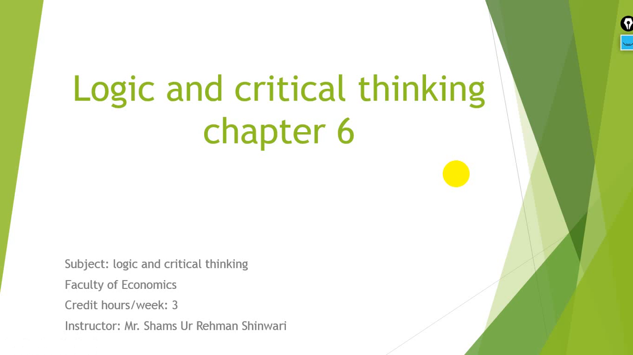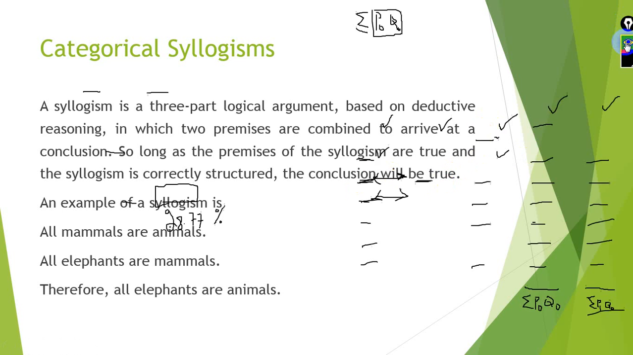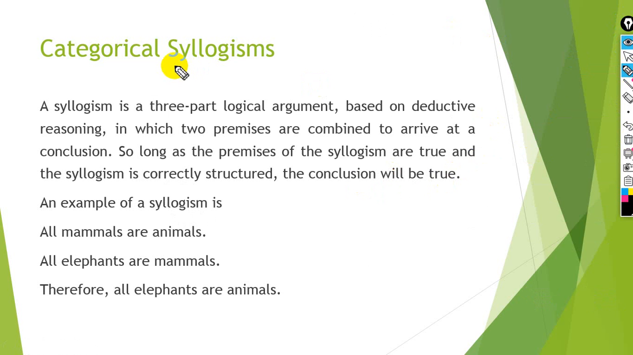So now we have chapter number 6. In previous lectures, I have explained the square of opposition, contrary, contradictory relationship, subaltern relationship, and different logics of the square of opposition. I have explained all these in previous lectures. So now, in today's lecture, I will discuss syllogisms. It is pronounced like syllogisms. So what are syllogisms in logic and critical thinking?